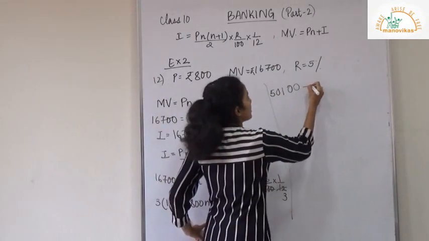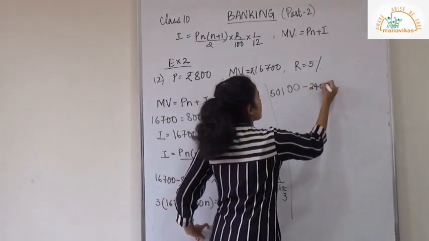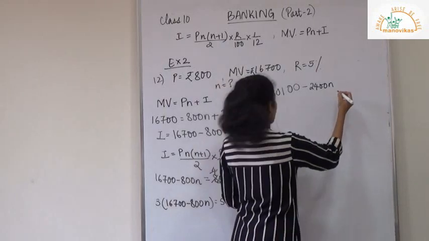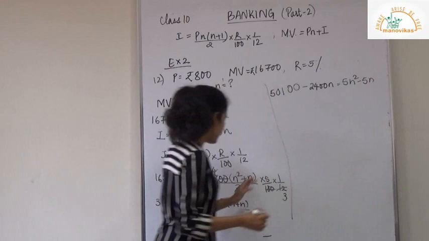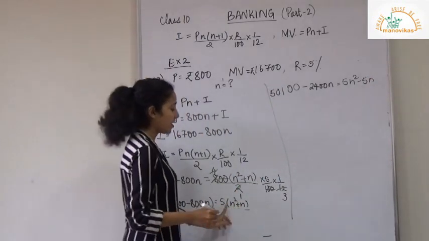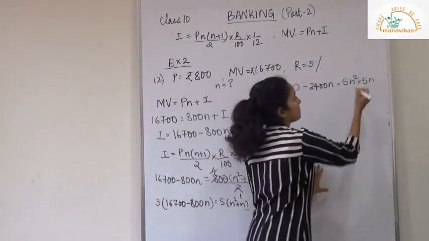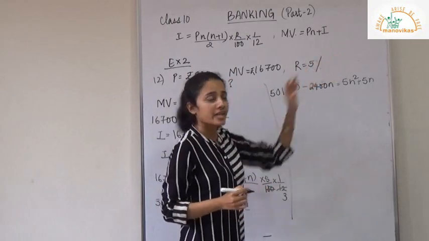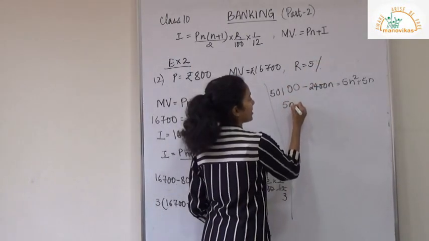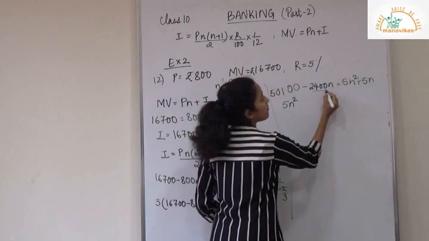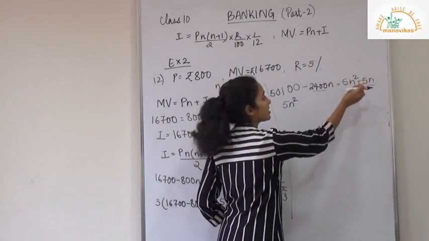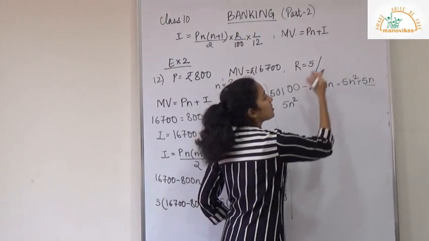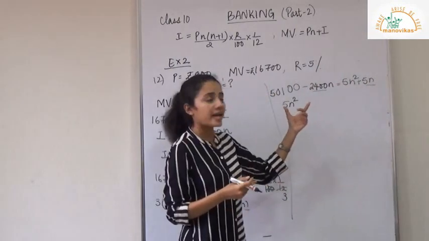50100 minus 2400n, and this is 5n square minus 5n. That is multiplying 5 inside. This is plus. Taking all the terms on the other side, so I have 5n square. Now both of these terms have the variable n multiplied to it, so I will be adding it. So when I take the negative term on the other side, you will have to add it.